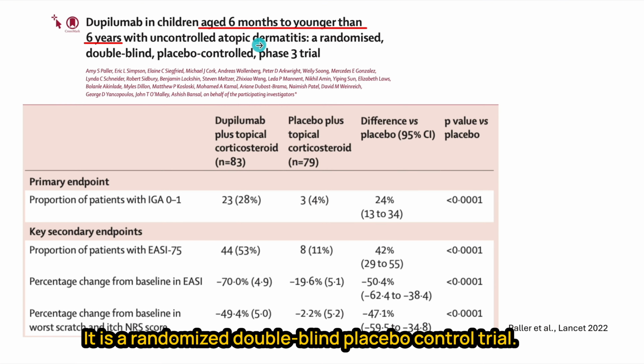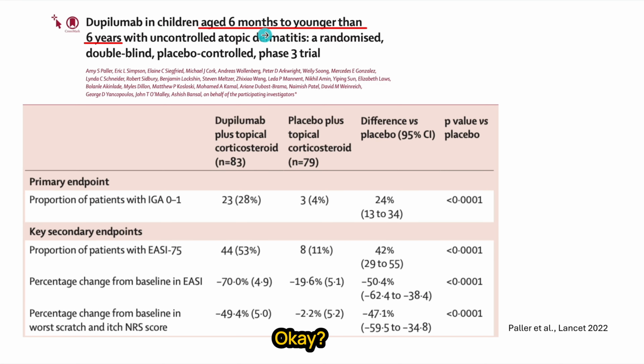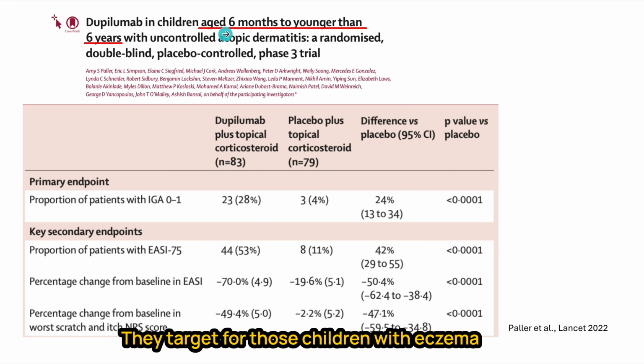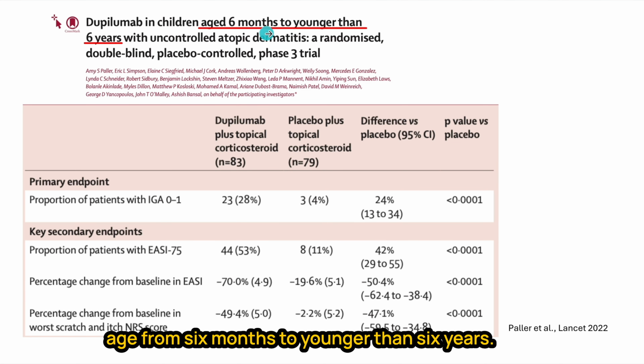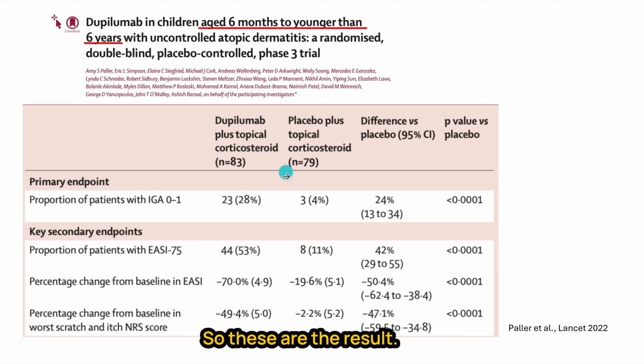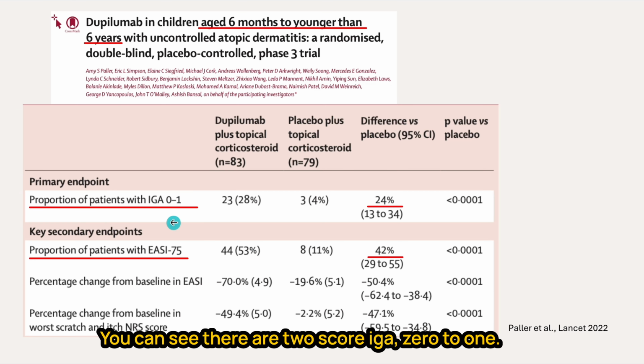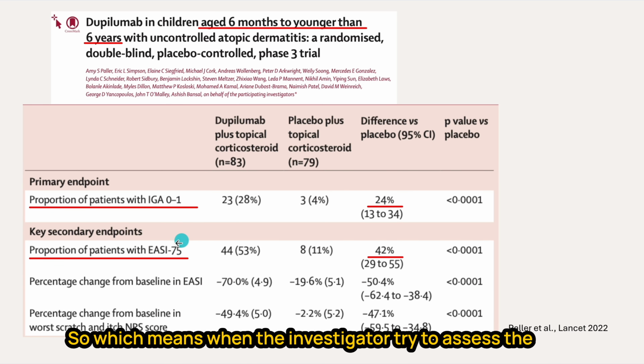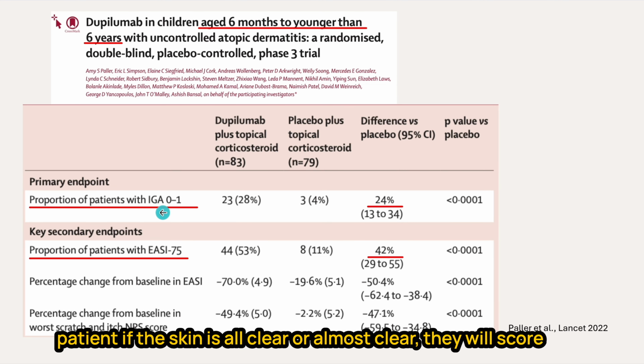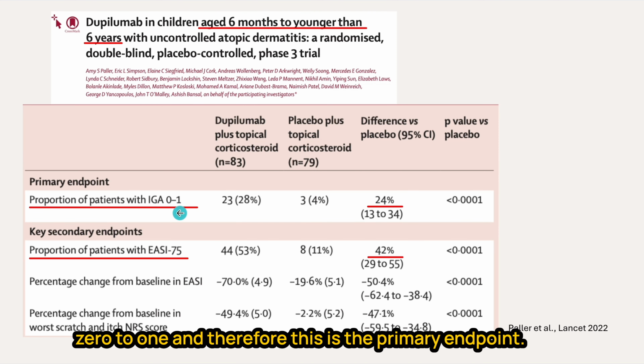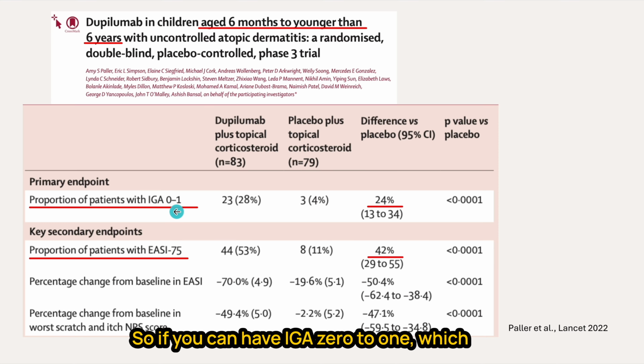It's a randomized, double-blind, placebo-controlled trial, okay? They targeted children with eczema, aged from 6 months to younger than 6 years. So these are the results. You can see there are 2 scores, IGA 0 to 1, which means when the investigator assesses the patient, if the skin is all clear or almost clear, they score 0 to 1. This is the primary endpoint. If you can have IGA 0 to 1, your eczema is very well controlled.